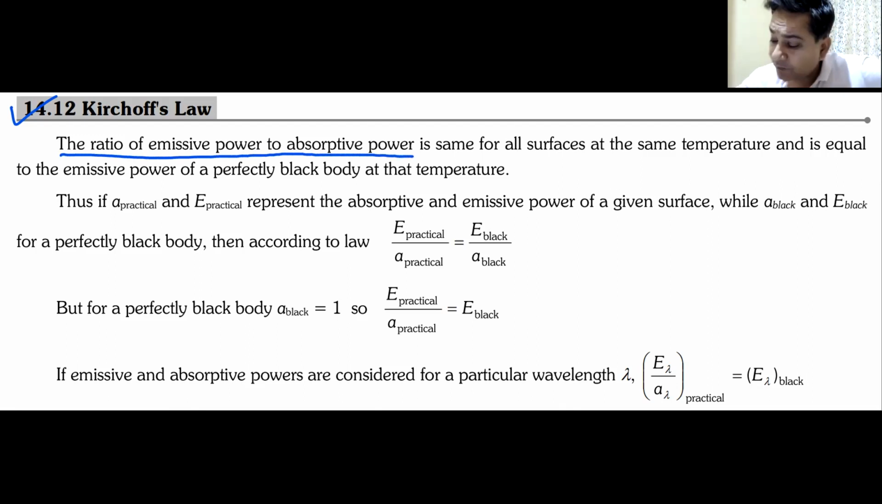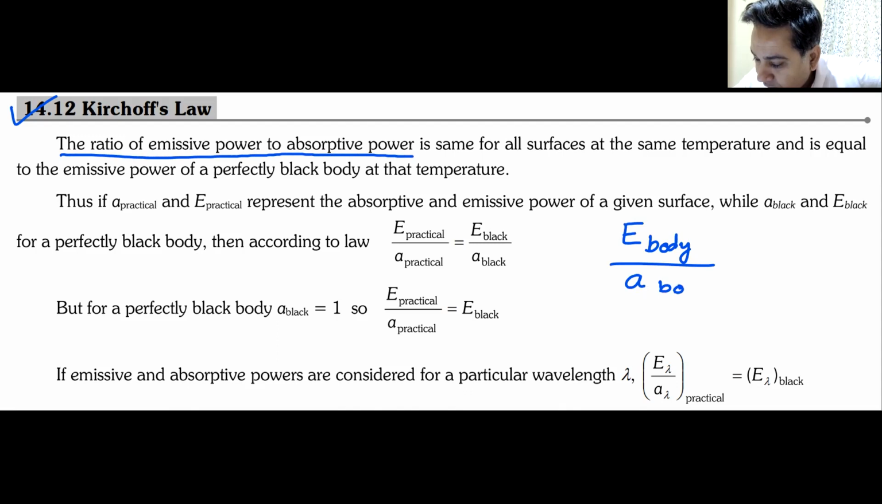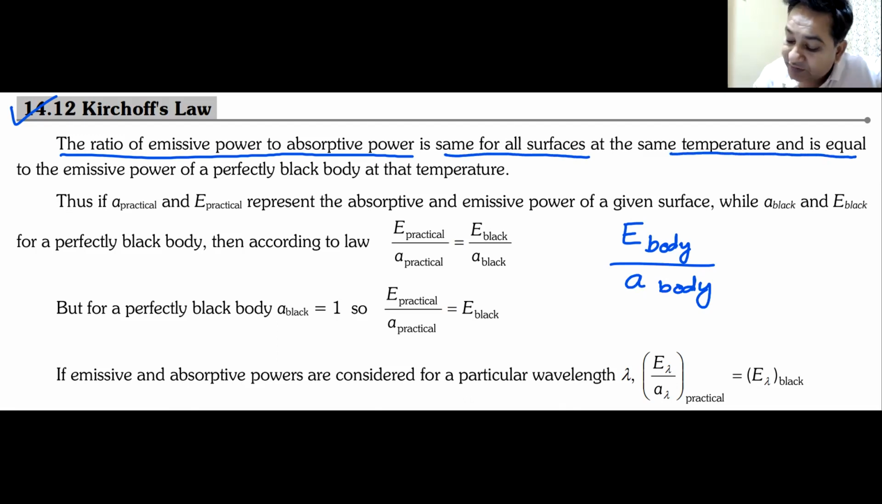So what is emissive power for a body? We can call it capital E. Yes or no? Yes, sir. Emissive power of a body, you can call it capital E, divided by absorptive power A of this body, is the same for all surfaces at the same temperature, and it's equal to the emissive power of a perfectly black body.